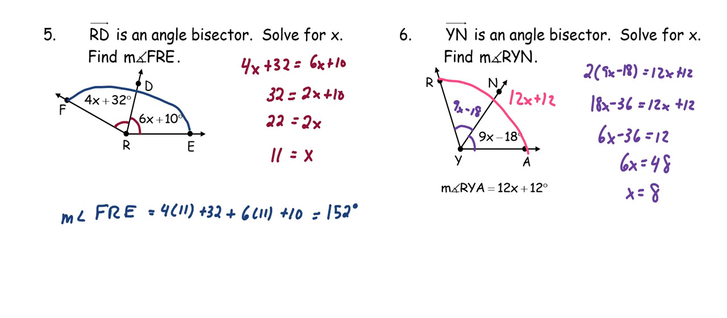Once we have x equals 8, we need to find the measure of angle RYN. Remember, RYN is also 9x minus 18. So we have 9 times 8 minus 18, which is 72 minus 18. So we get an overall angle of 54 degrees.